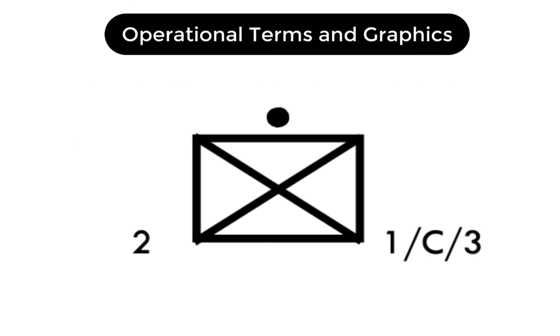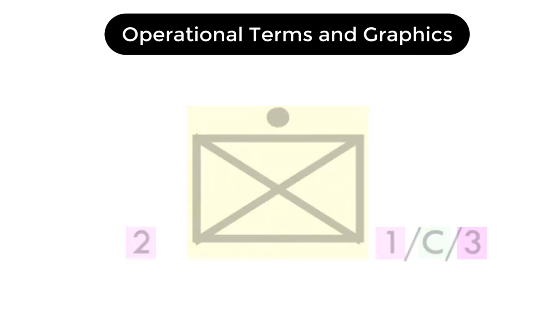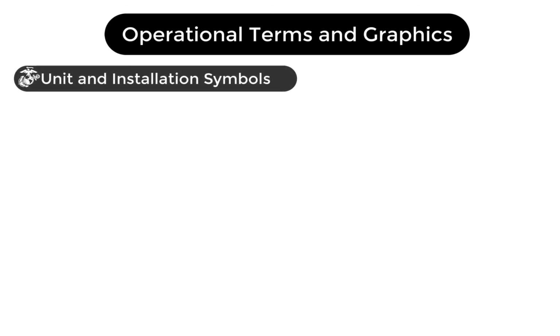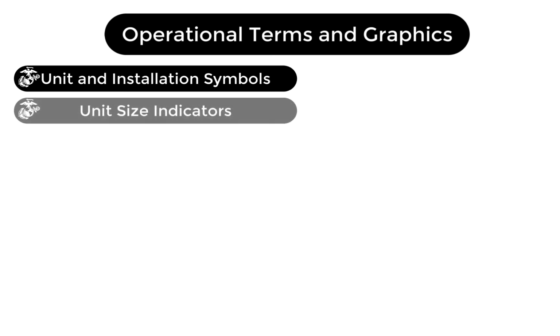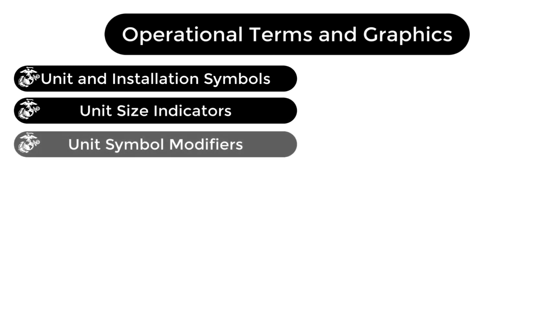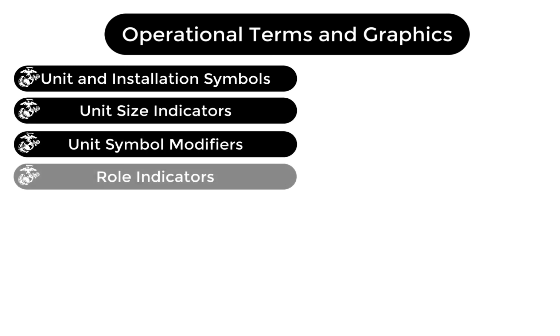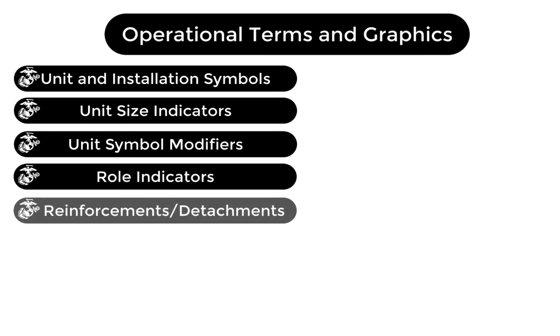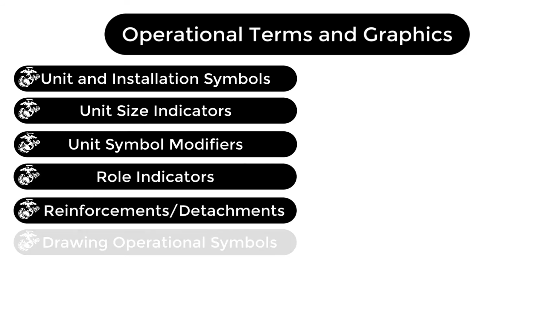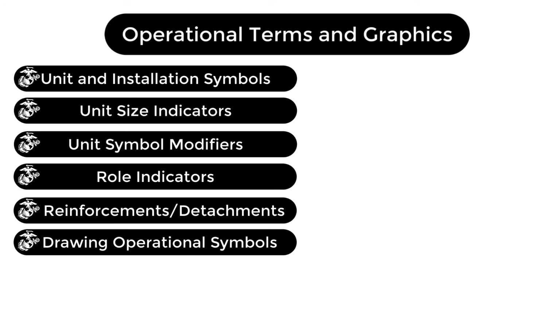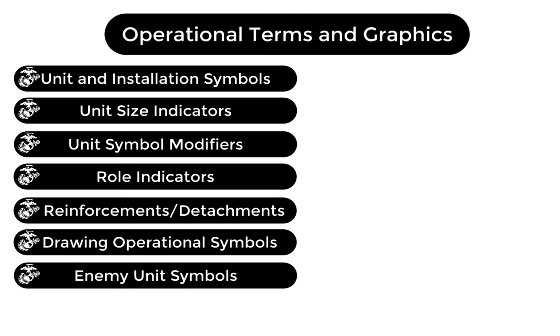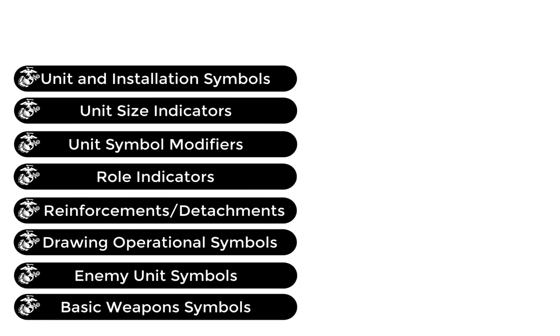Operational symbols are composed of multiple letters, numbers, and shapes used to define key information about the unit being depicted. The following video will cover unit and installation symbols, unit size indicators, unit symbol modifiers, role indicators, reinforcements and detachments, the process for drawing symbols, enemy units, and lastly, basic weapon symbols.